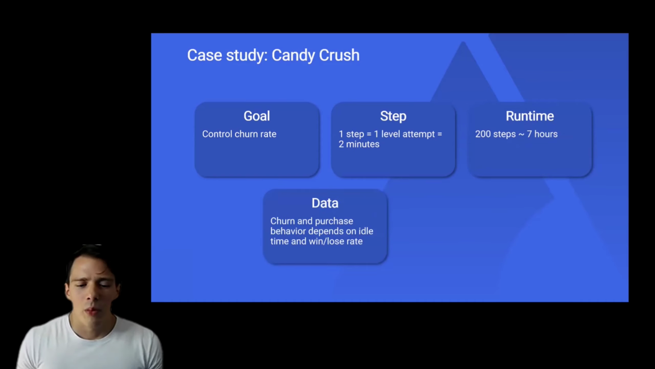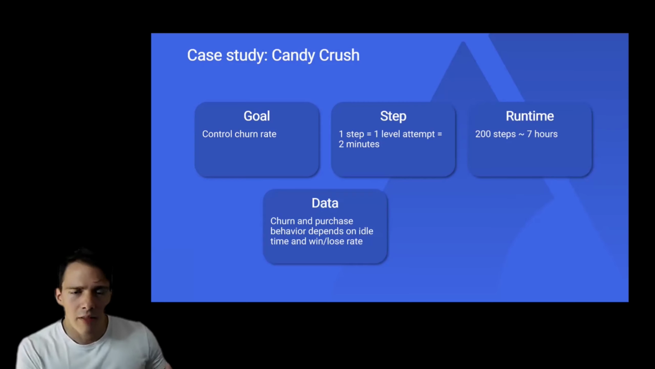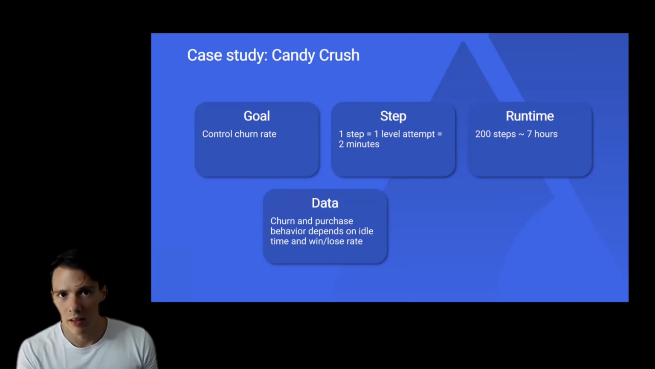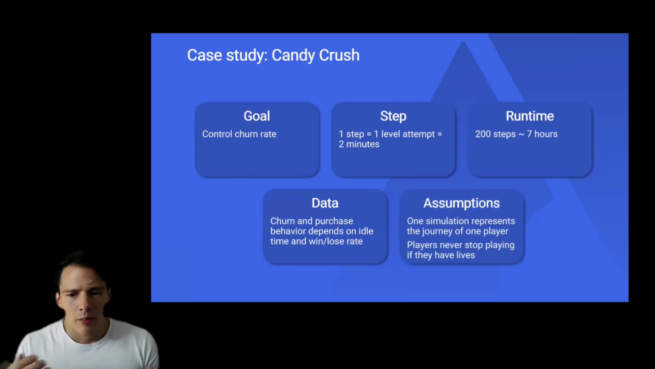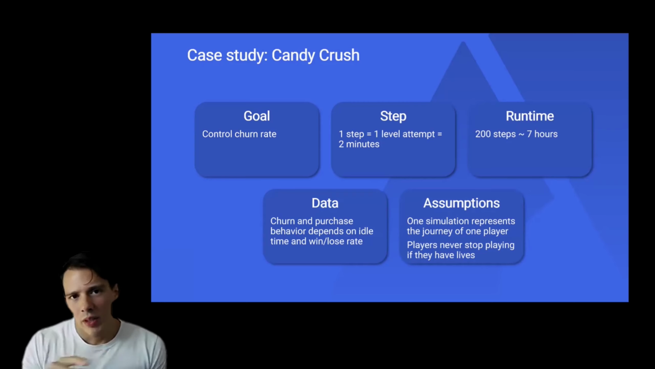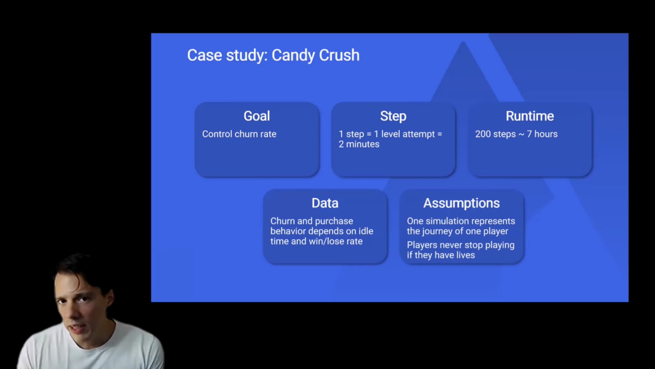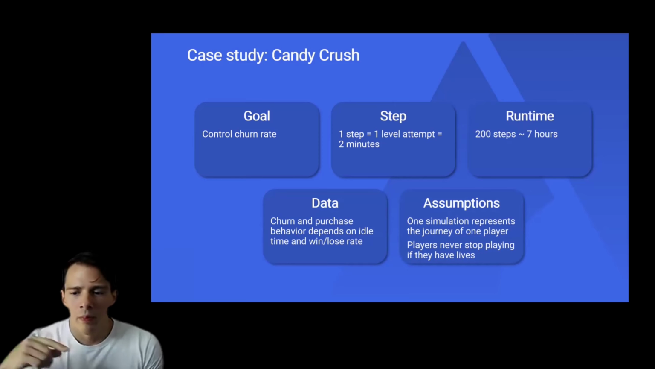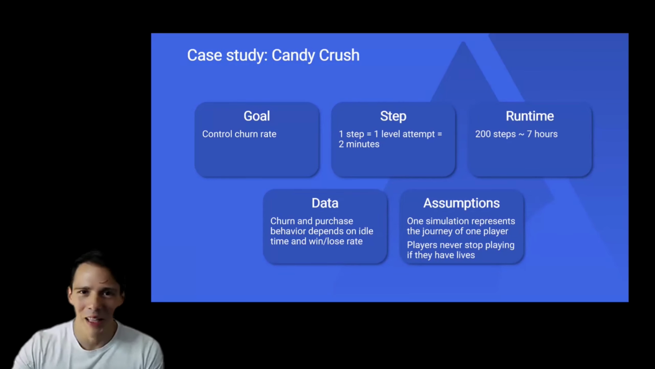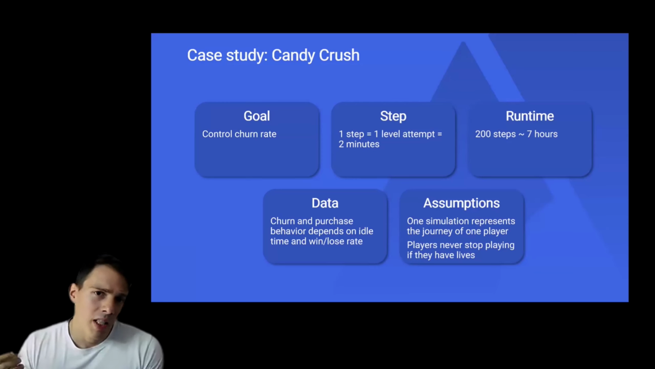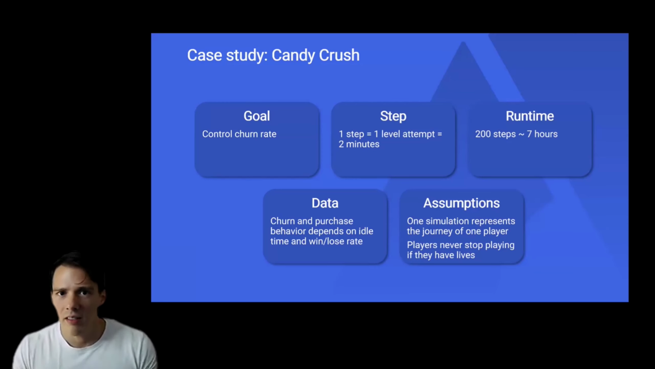Also, we are going to assume that we have data, we analyze it, we have done a thorough statistical analysis, and we know that churn and purchase behavior depends on idle time and the win-lose rate. So this is what we have modeled in the diagram. There are a lot of assumptions, but some important ones are that one simulation represents one player. Whenever we hit play, this is just the journey of one player with the game and how they evolve. And also, players never stop playing in this case. It's like they never sleep. They just keep going and going, and they never stop until they run out of lives, or they say, "Hey, I'm done. I don't want to play this anymore."